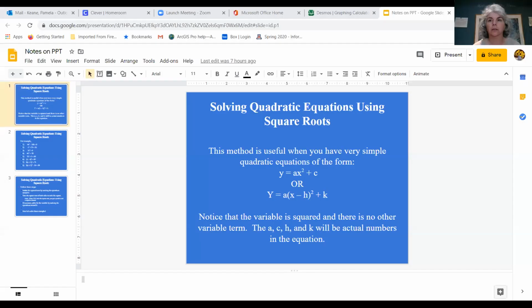What we're going to talk about today is solving quadratic equations using square roots. The plan is to show you some PowerPoint slides, which have notes on them, and then go through some examples together on this video. Okay, I'm going to pause this and bring up my PowerPoint slides. Okay, so I'm going to share my screen with you, which has the PowerPoint slides on it.